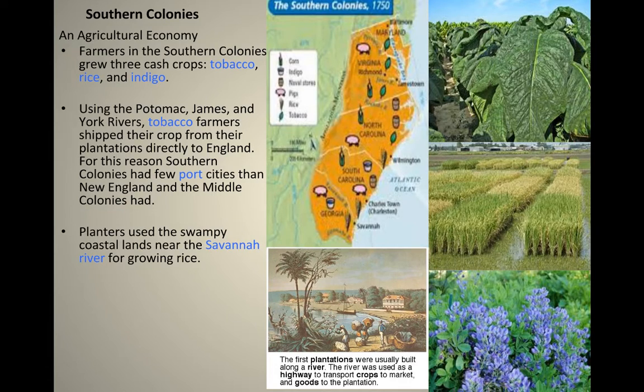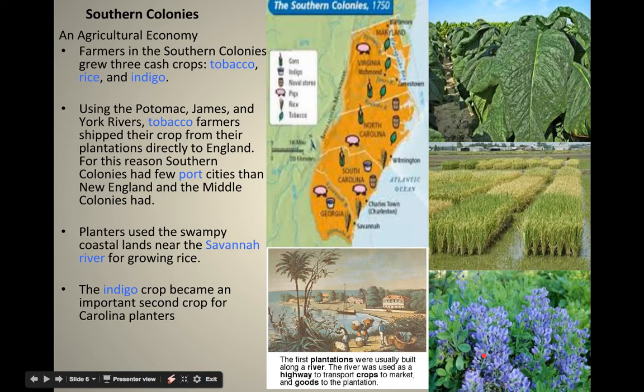Planters used the swampy coastal lands of the Savannah River for growing rice. That's a picture of rice up here. You need swamps, and it grows in the water. And like I talked about, indigo was important for Carolina farmers as well.